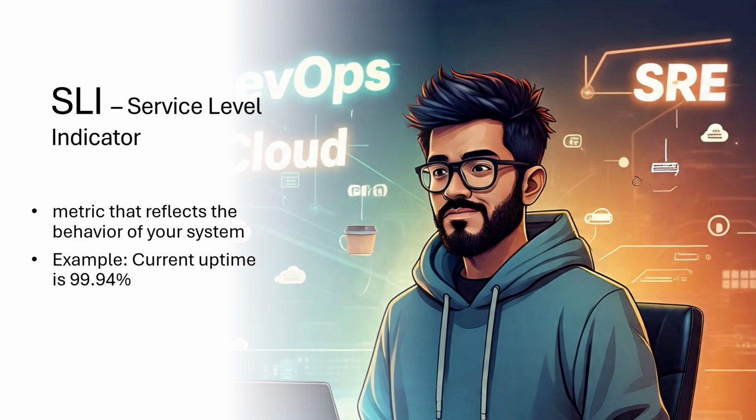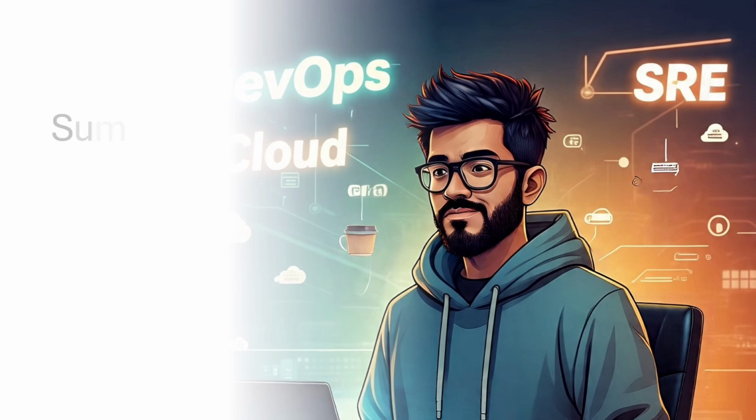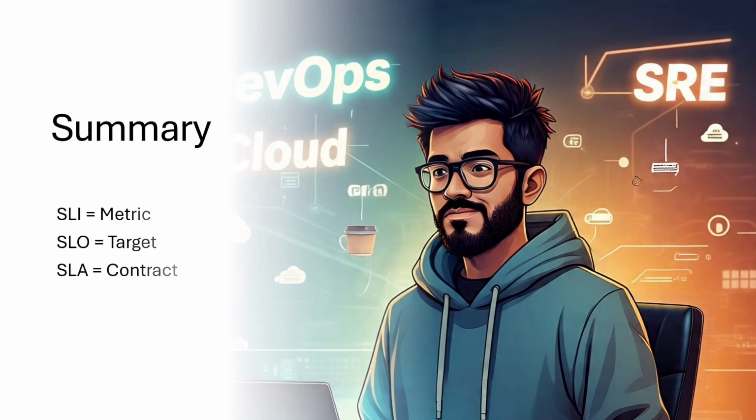For example, if your current service uptime is 99.94%, which is captured from one of the monitoring tools, that's your SLI. To summarize, SLI is a metric, SLO is a target, SLA is a contract.